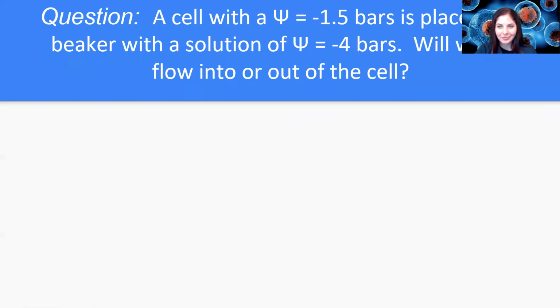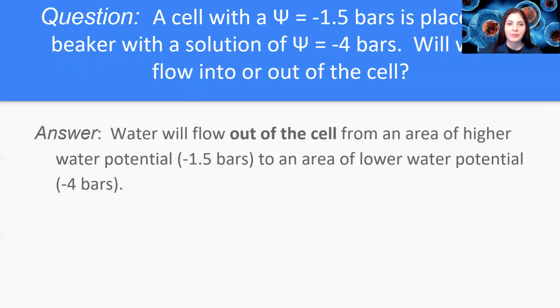Now moving into a slightly more complicated problem. A cell with a water potential of negative 1.5 bars is placed into a beaker with a solution with a water potential of negative 4 bars. Will that water flow into or out of the cell? The answer is that the water is going to flow out of the cell, from the area of higher water potential, down the concentration gradient, to an area of lower water potential, or negative 4 bars.